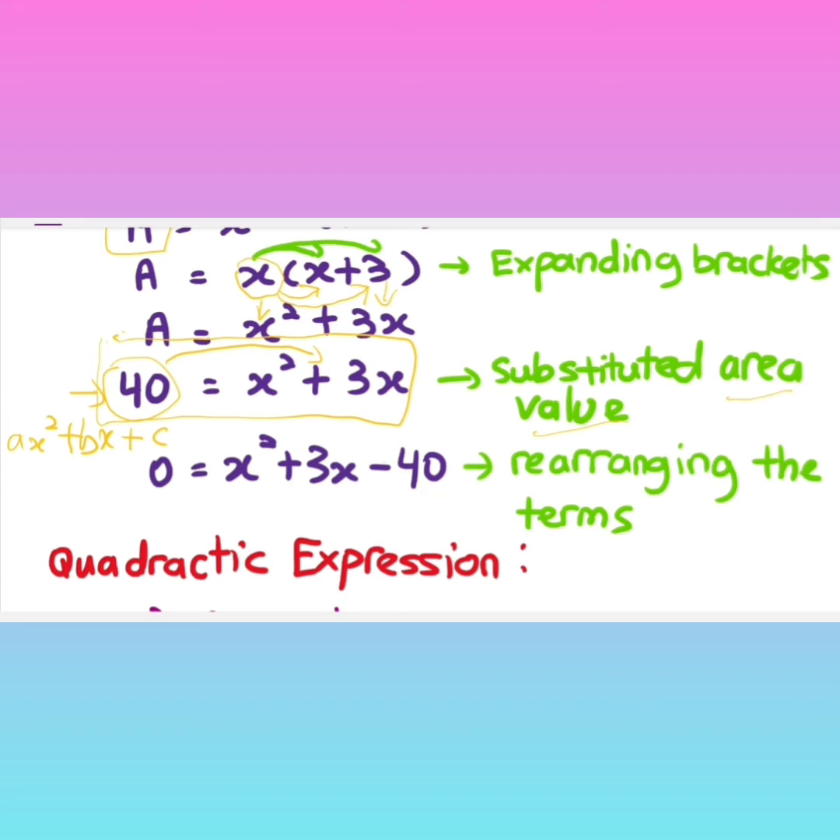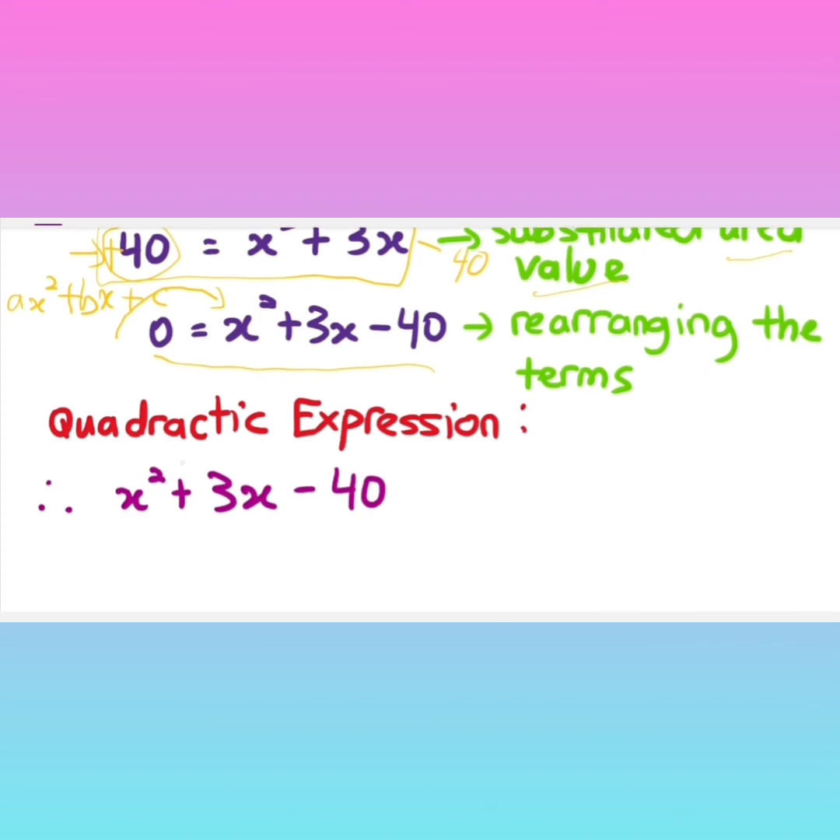Why is it minus 40? When you move any value from the left hand side to the right hand side, the value changes. It becomes the opposite value. So if it's plus here, then it becomes minus 40. So here this is our expression. So finally, to get our quadratic expression, we get it as x squared plus 3x minus 40.